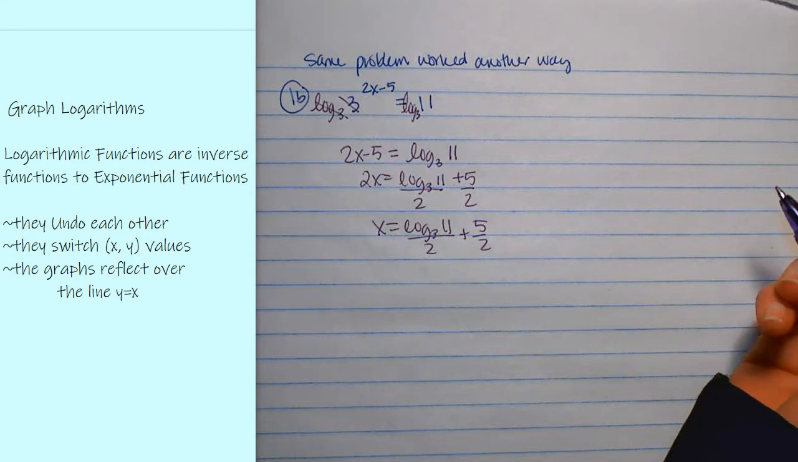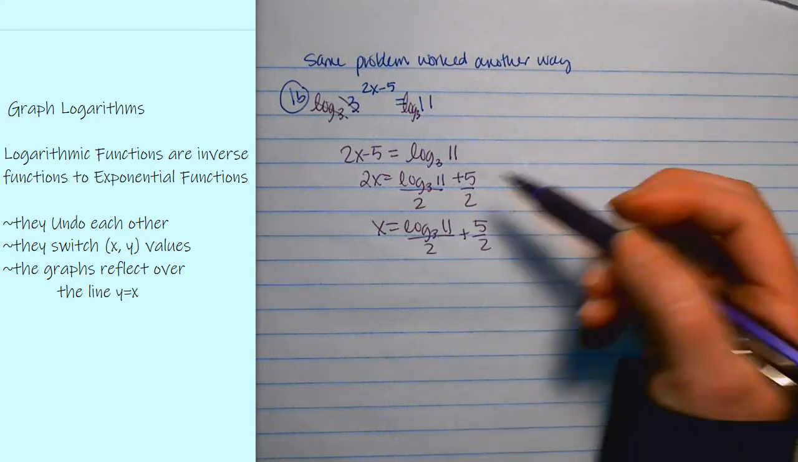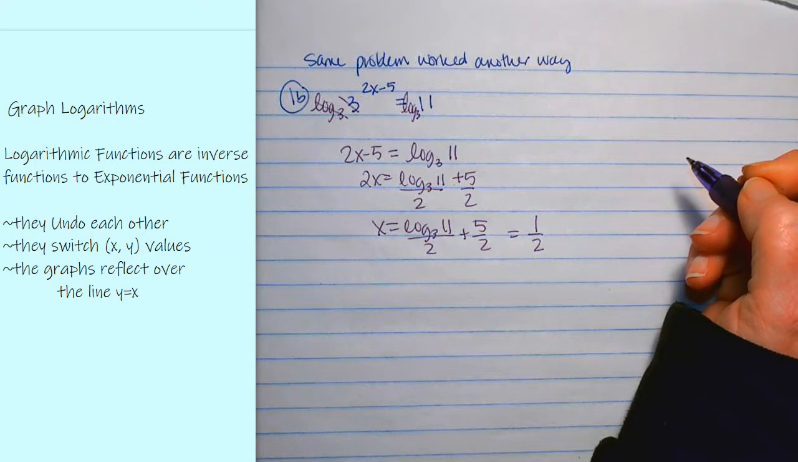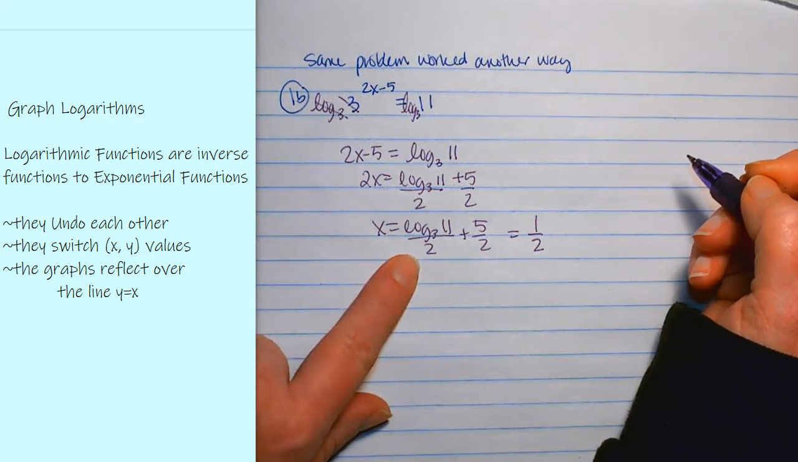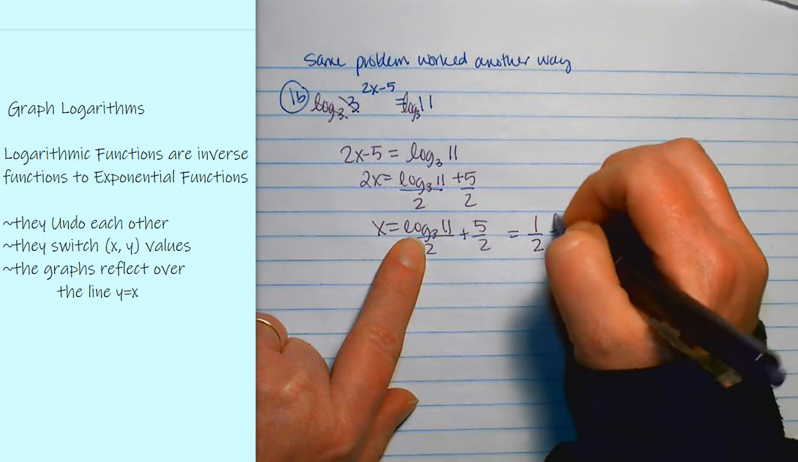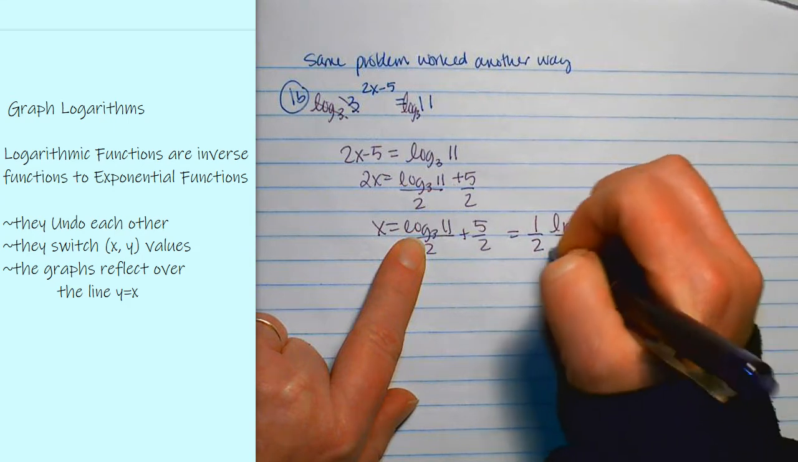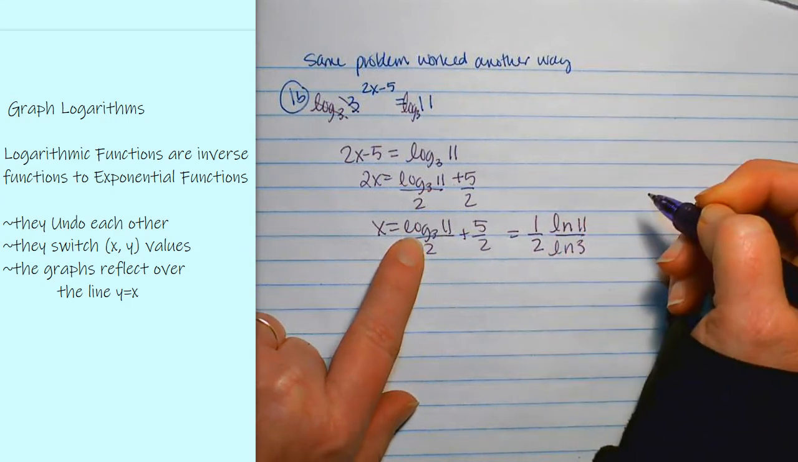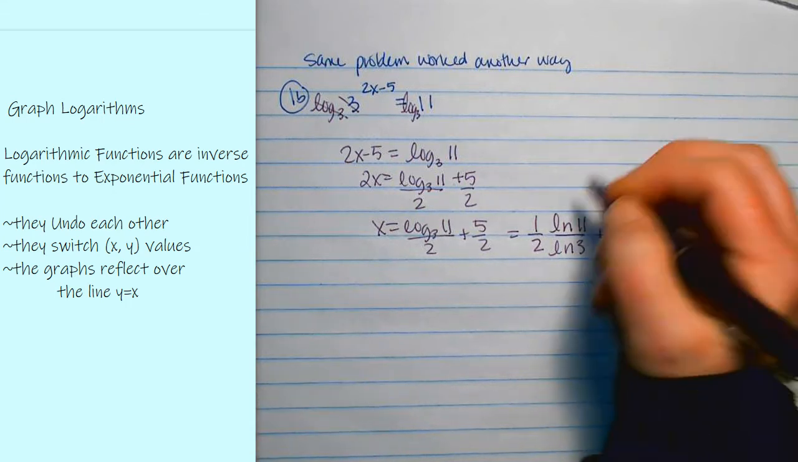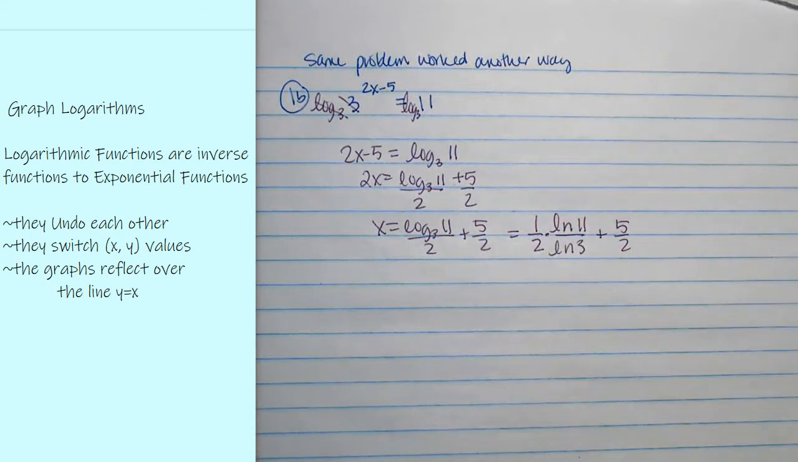And it does, because if you use the change of base here, I'm going to rephrase it as 1/2 for the divided by 2. And then if I change log base 3 of 11 to natural log of 11 over natural log of 3, that's the change of base equation, plus 5 halves, I get exactly what I had before for my exact answer for this problem.